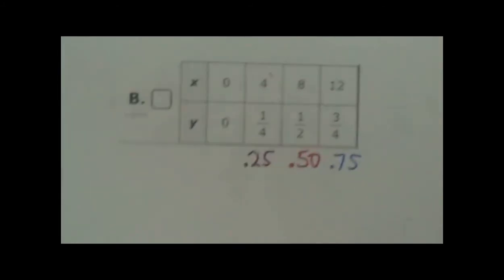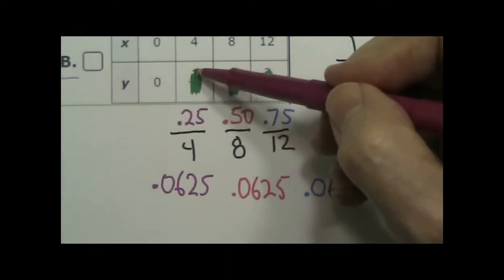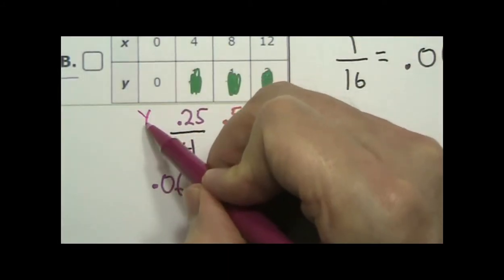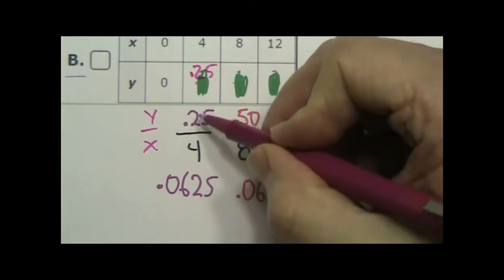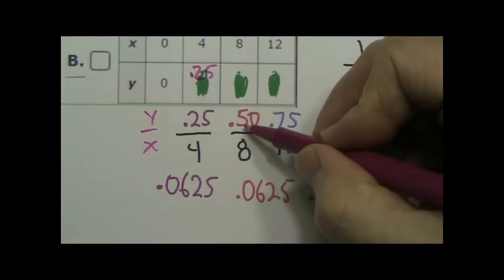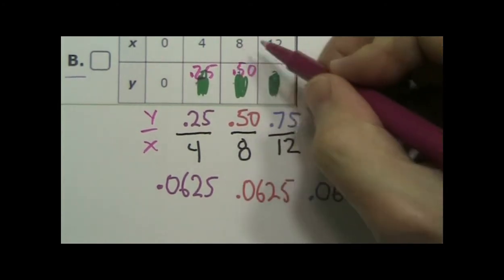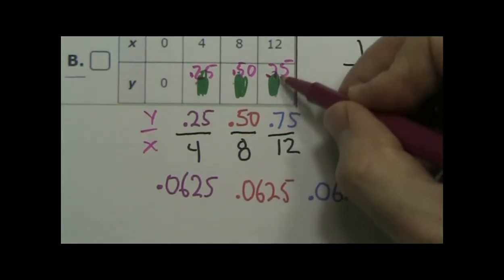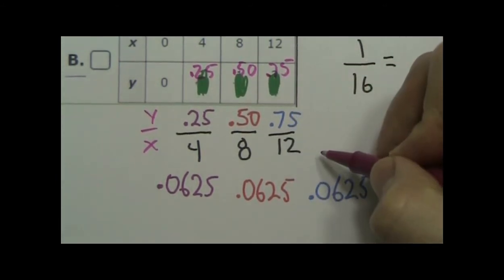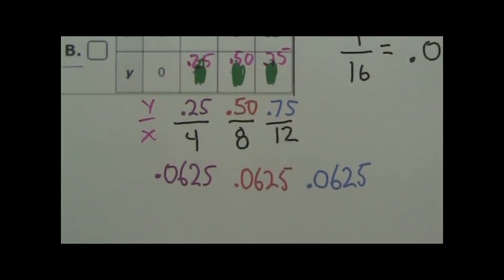All right? And then once you get that, so this is 0.25. So I'm going to take the y over the x. 0.25 divided by 4. Is that the same as 0.5 divided by 8? Is that the same as 0.75 divided by 12? This was 3/4, so that's 0.75. Are they the same? And you know what? They are the same. So guess what? It's proportional.